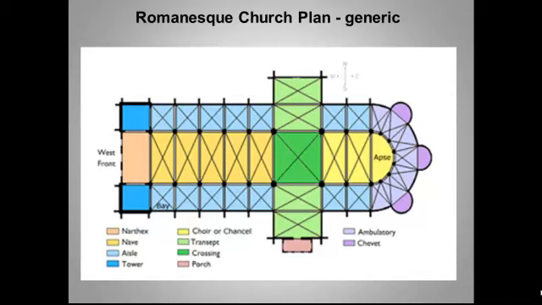What I really want you to notice, though, is the crossing, that deeper green square where the transept intersects the nave. The crossing square would be set apart by massive arches. Notice that the circles there are larger. That's a signal in the floor plan that those are thicker piers. And that is the basic geometric unit of the Romanesque church.